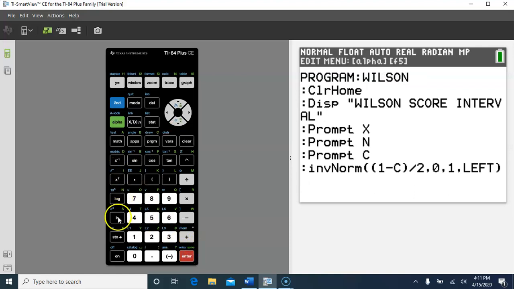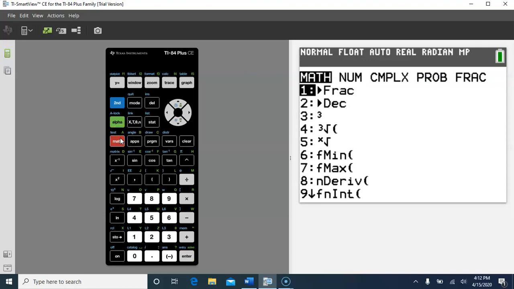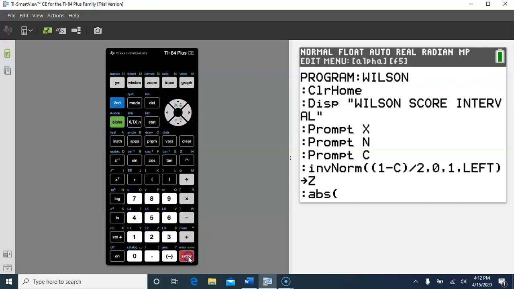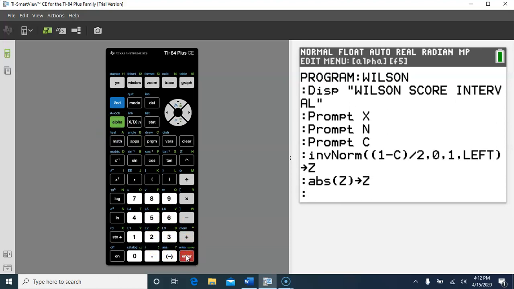And that's going to be stored, press the store button right here, in variable Z. And then we're going to take the absolute value of that. So math button, number menu, very first item is absolute. Absolute value of alpha Z, close parentheses, store into Z. So that way our Z-score will be a positive number.